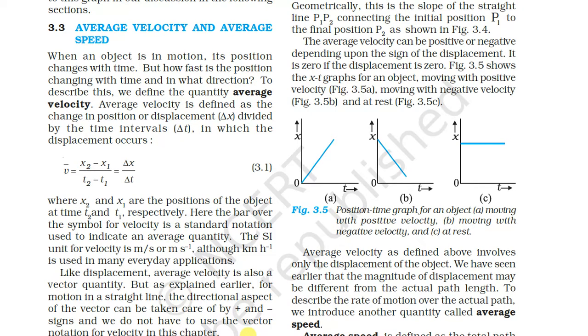We have seen earlier that the magnitude of displacement may be different from the actual path length. To describe the rate of motion over the actual path, we introduce another quantity called average speed.